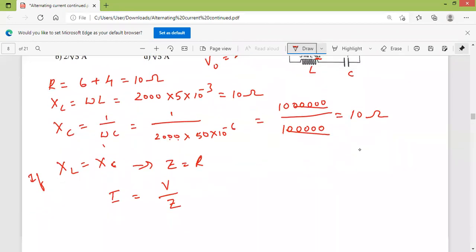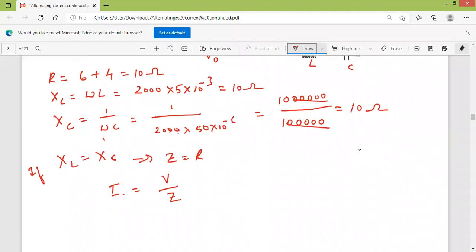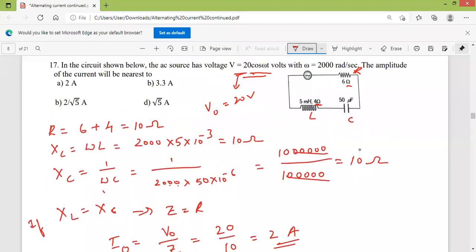If they are asking for peak current, we can calculate the peak current using the peak voltage divided by impedance. Peak voltage is 20, and impedance Z equals R, and R equals 10. So it's 2 ampere. Answer is 2 ampere. Option A is the correct answer.